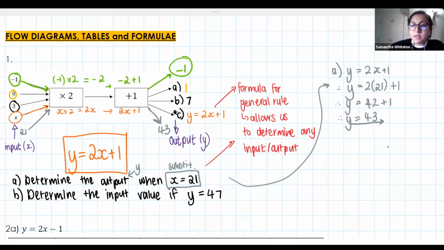out our output. On the flip side, I can give you an output and ask you to find an input. So here I'm asking you to determine the input. So I'm asking you to determine x if I've given you y. So again, we want to substitute this value in. We know what our rule is. Y is equal to 2x plus 1. We replace y with 47.